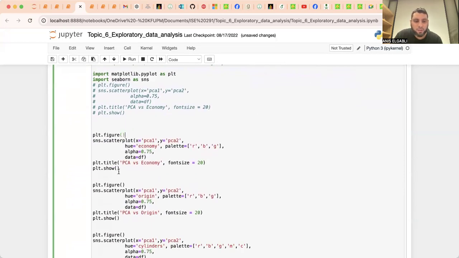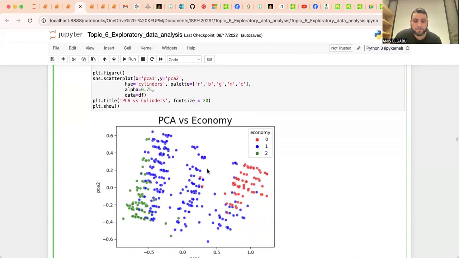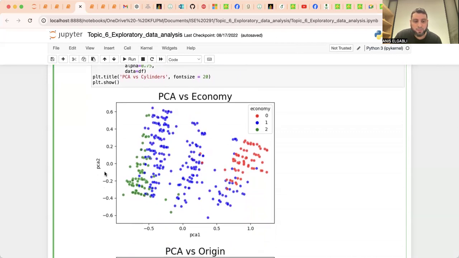So what we are doing here is plotting a scatter plot between PCA1 and PCA2, differentiated by economy. Here we pass palette equal to our own colors, so we are defining our own colors for the different classes of economy. If you don't pass this, then the default colors will be used. We know this by now, so we don't want to spend so much time on this. So that's the first figure, this one here. This is PCA1 and PCA2.